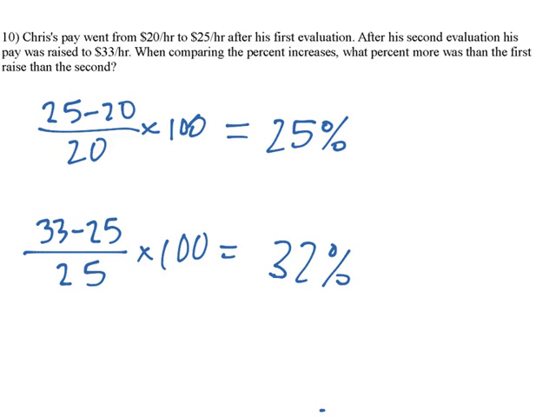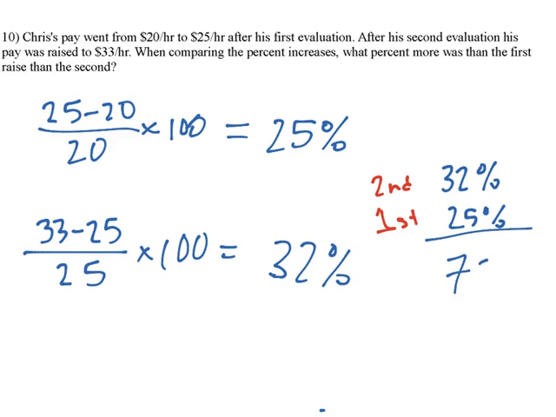Okay, and now we can see that his pay raise was 32% the second time, and the first time his pay raise was 25%. So the second one was 7% bigger.